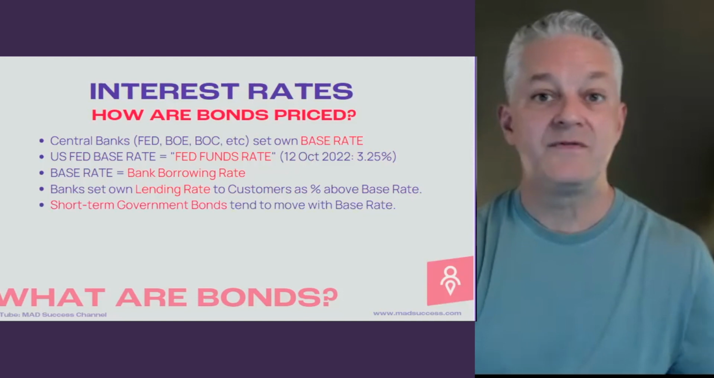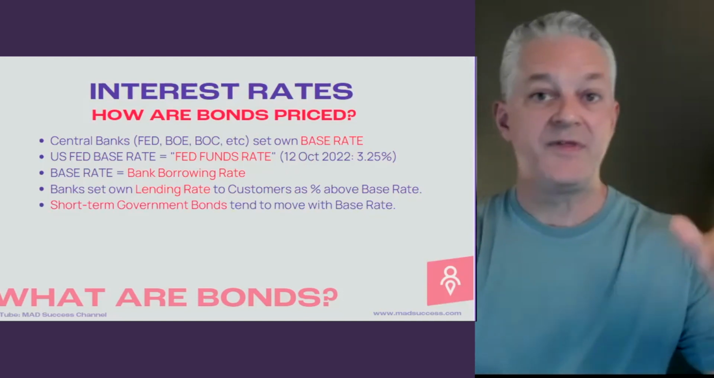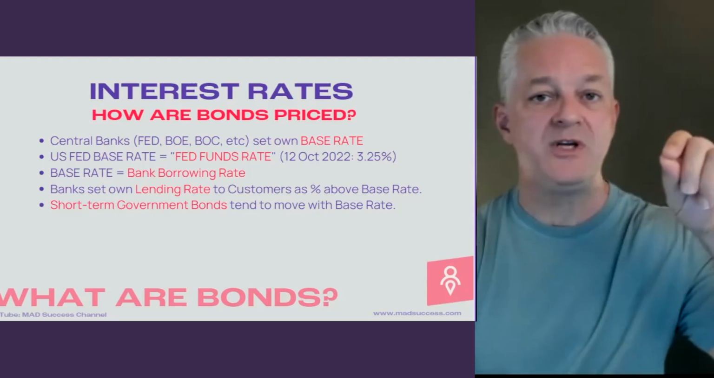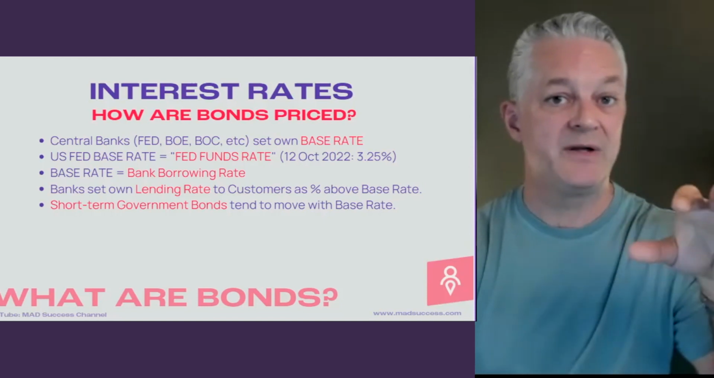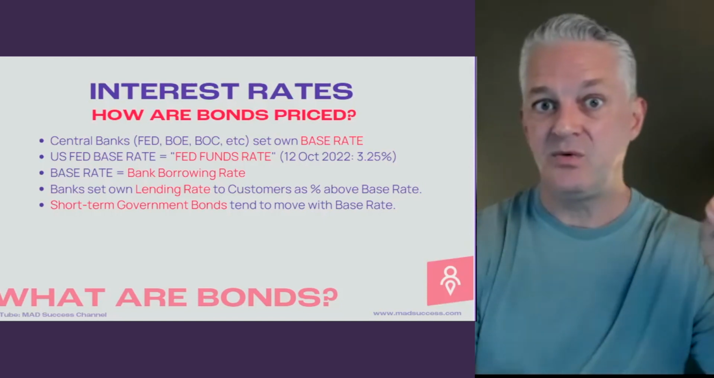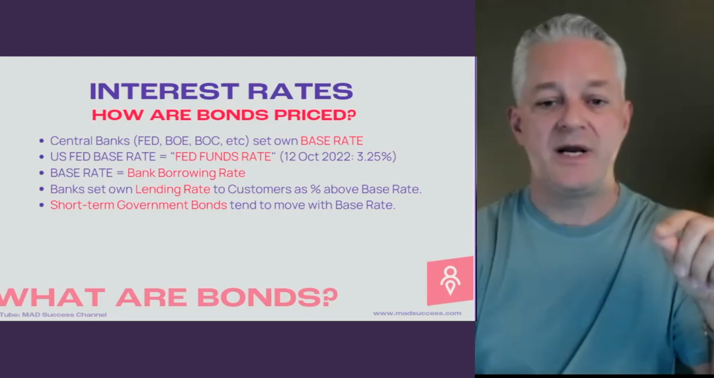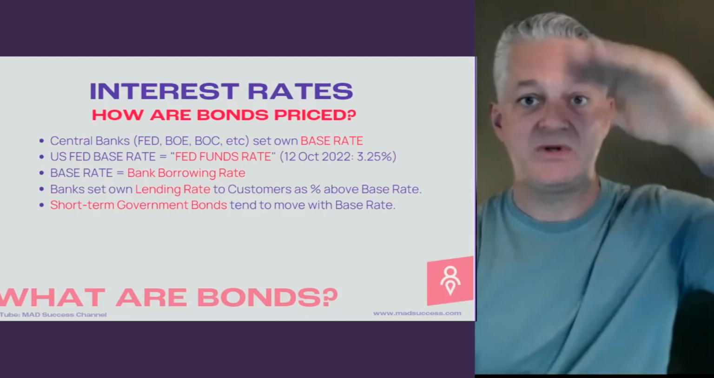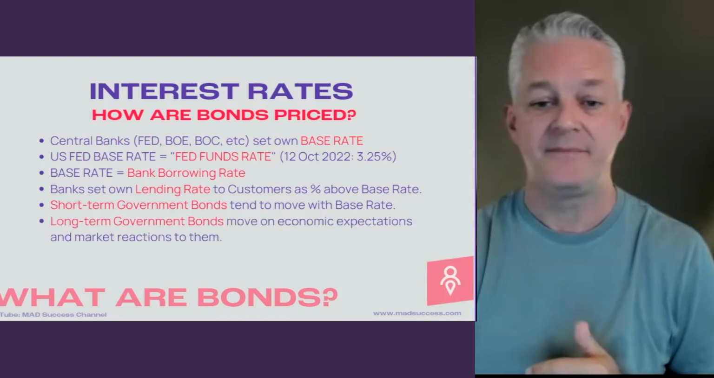Then we have short-term government bonds, and they tend to move with the base rate, right? So if something's 1 month or 3 months or 1 year short-term in the US, it's called a bill, a T-bill, Treasury bill. So the government bonds in the US will trade at a slight premium to the base rate, because the longer the maturity, the more risk is perceived, and we'll talk about that. So then the higher the interest rate has to be.